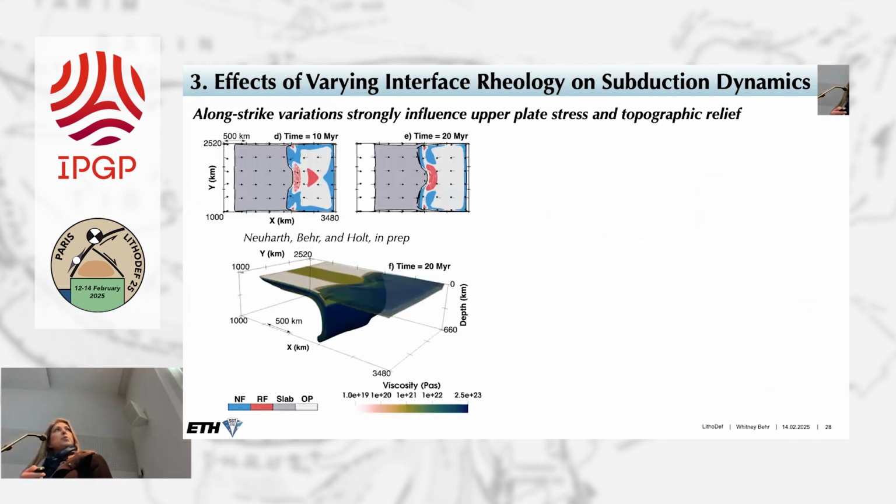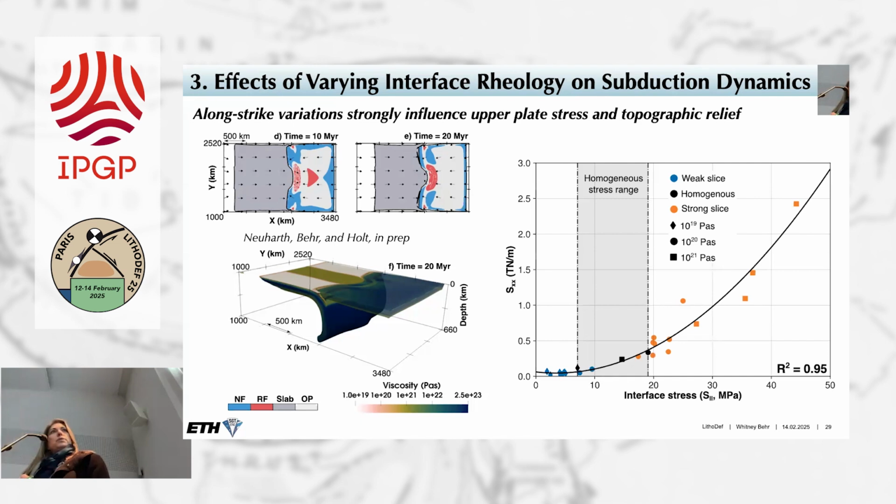He's also looked at cases where he's embedded a really strong interface between two weak areas, and you can see this curvature develops, this very arcuate looking subduction zone as you have rollback on either side, and you have really strong compression in the strong part and strong extension in the weak part. So you can get very distinctive along strike variations in normal faulting to thrust faulting to normal faulting again.